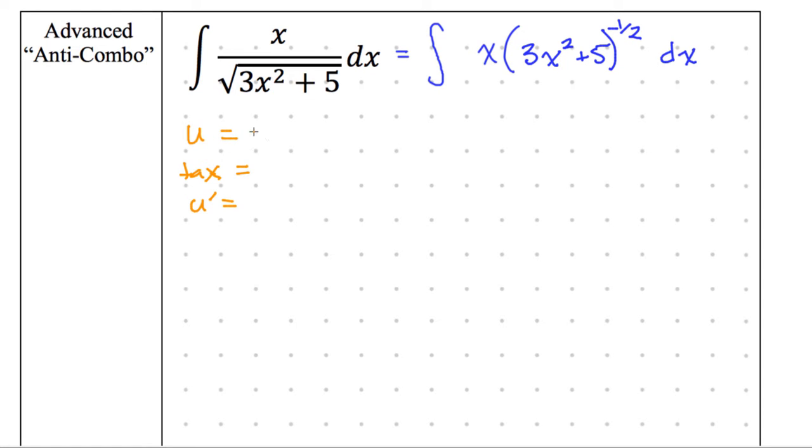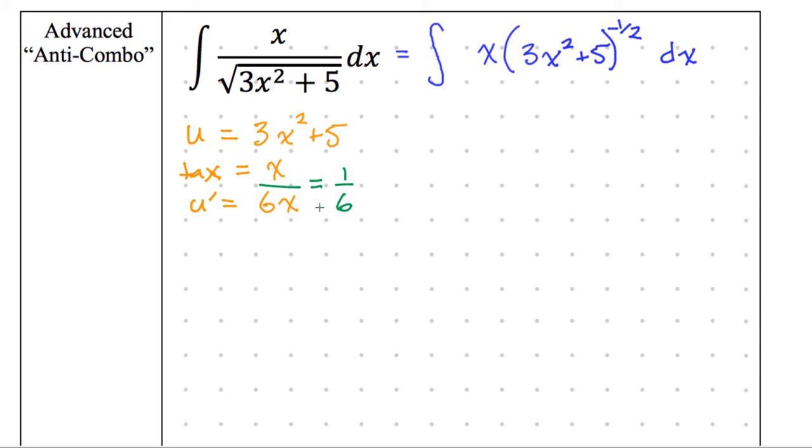So u is 3x squared plus 5. The taxman is x. And u prime is 6x. Okay, interesting. Got it. And Arrow, what are we going to pay the taxman with? 1 over 6.